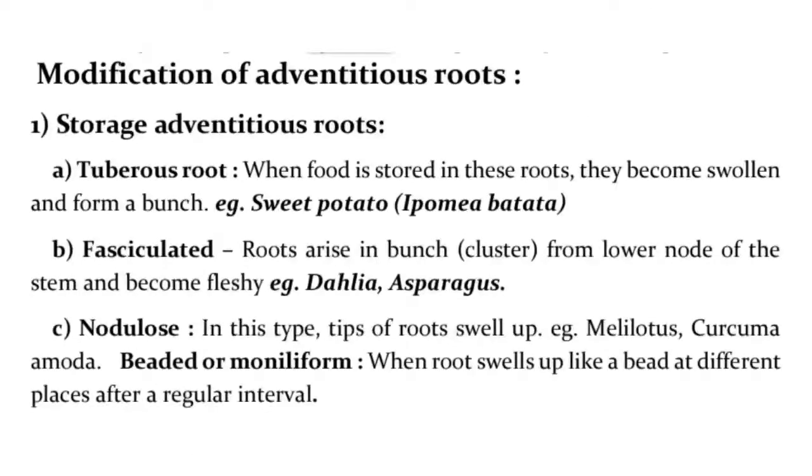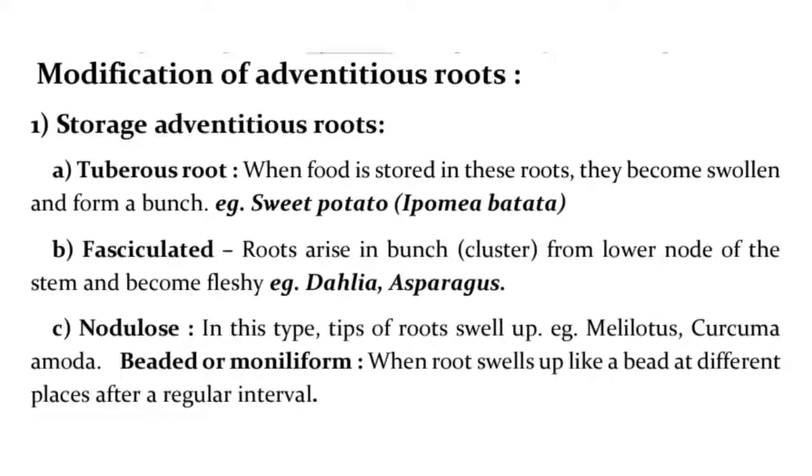Modification of adventitious roots. 1. Storage adventitious roots. A. Tuberous root. When food is stored in these roots, they become swollen and form a bunch, e.g. sweet potato, Ipomoea batatas. B. Fasciculated roots arise in a bunch or cluster from the lower node of the stem and become fleshy, e.g.